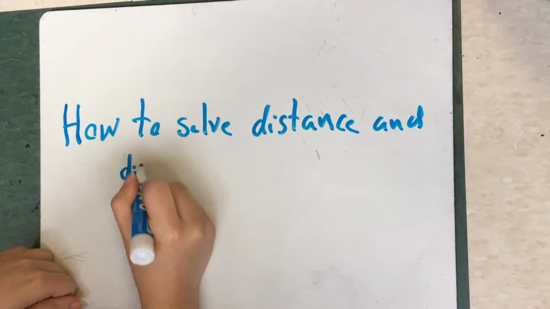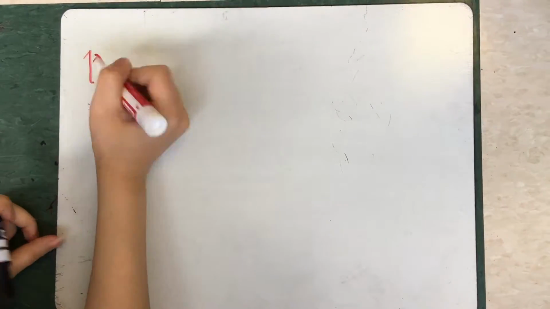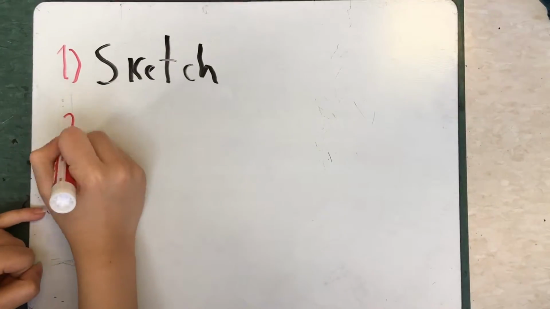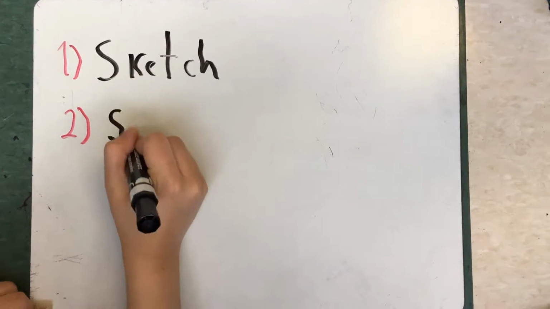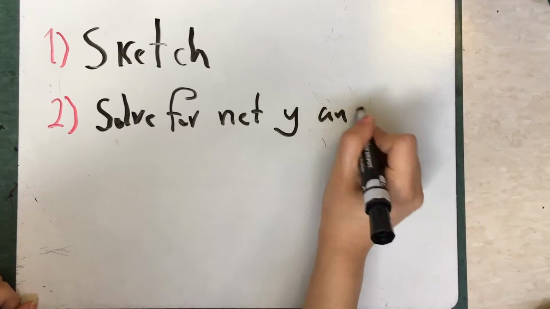So, how do we solve distance and displacement problems? We're going to show you with 2 simple steps. First, sketch the vectors to visualize the problem. Then, solve for net y and net x, distance and displacement.